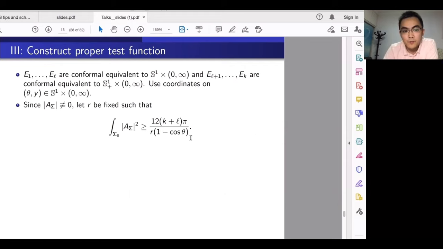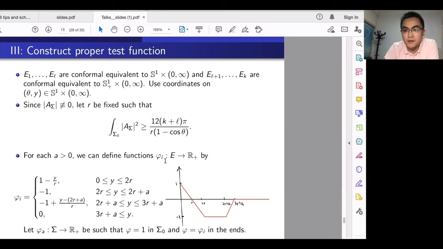Then we want to construct a family of functions on the end. In each end, we construct a piecewise smooth, piecewise differentiable function. As you can see from this picture, it's a Lipschitz function. The equations for the graph are written here, and all we need to care about is this graph.